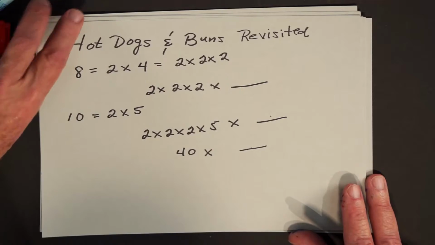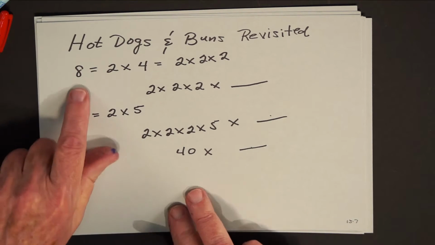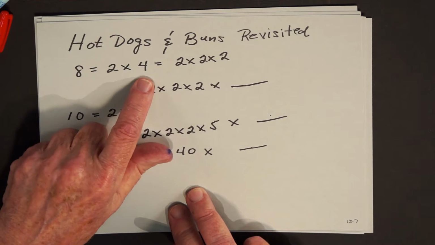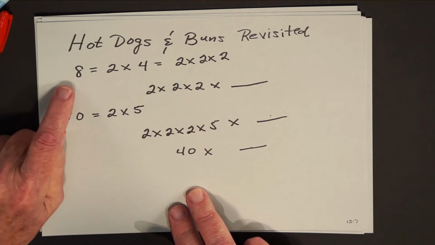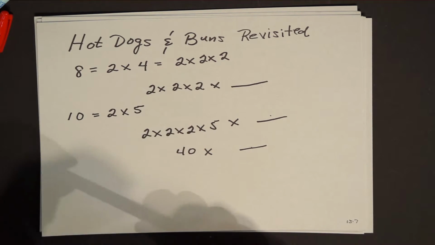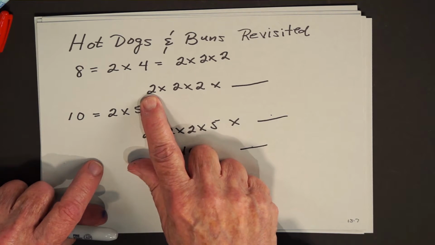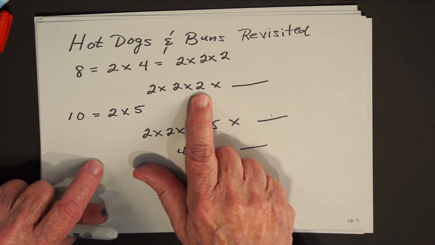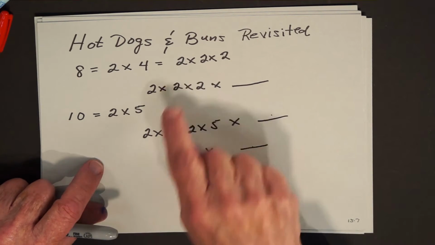So let's go back to the hot dogs and buns problem and see how we could have got 40 just by using what we just observed. 8 is what? It's 2 times 4, and the 4 breaks down to 2 times 2. So in terms of prime factors, 8 is 2 times 2 times 2. So any multiple of 8 has to have at least what in it? 2 times 2 times 2. So in other words, any multiple of 8 works for this guy.